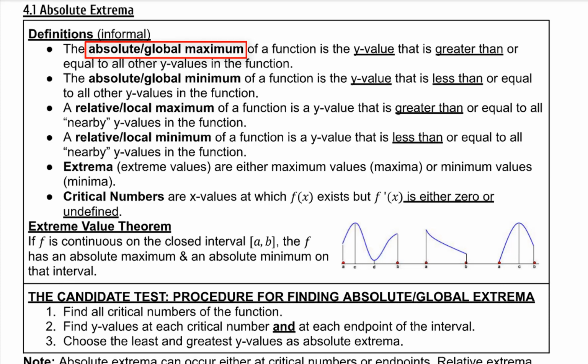The absolute or global maximum of a function is the y value that is greater than or equal to all other y values in the function. The absolute or global minimum of a function is the y value that is less than or equal to all other y values in the function.